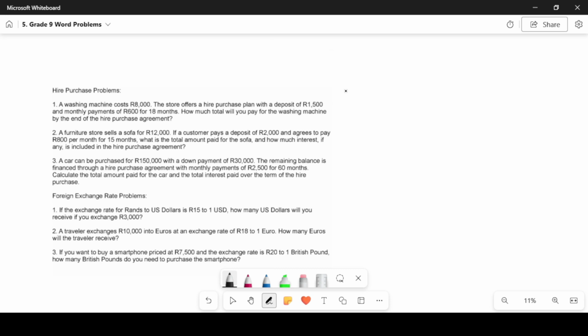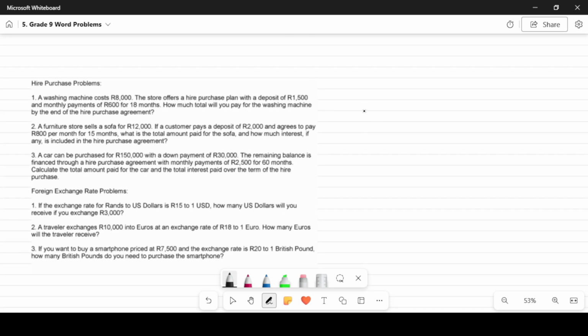Now, this is very important because it's a very deep question, right? So you have the 8,000 Rand. You paid 1,500 in deposit, so you basically took out a loan for 6,500. What is the formula that we're using for hire purchase agreement? A is equal to P times (1 plus i n). So this amount represents the P value. Understood?